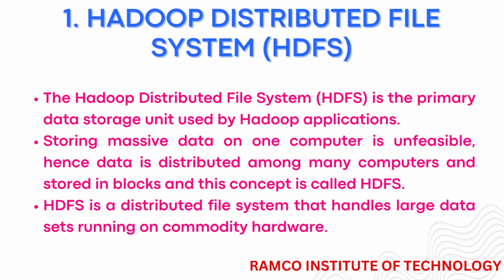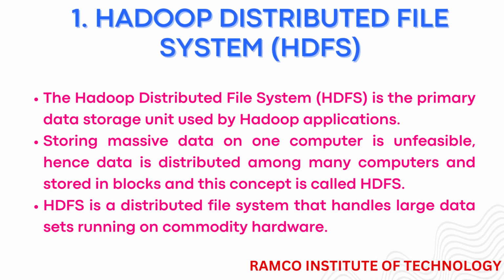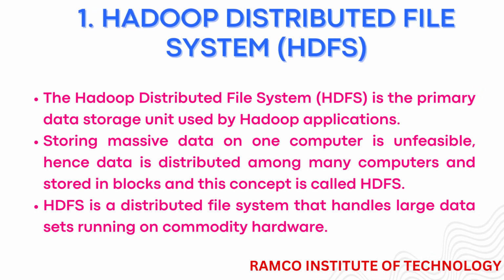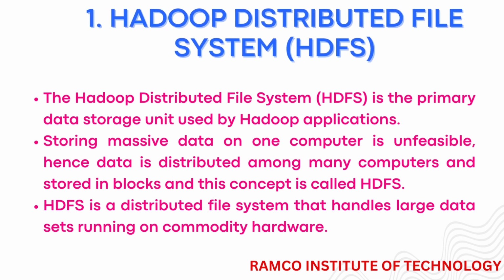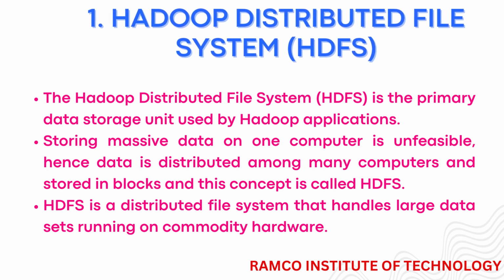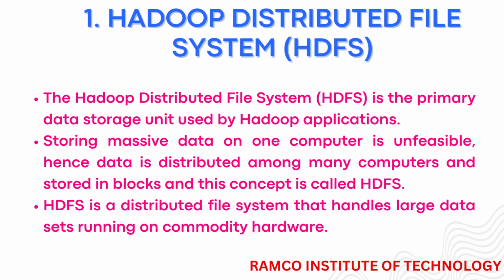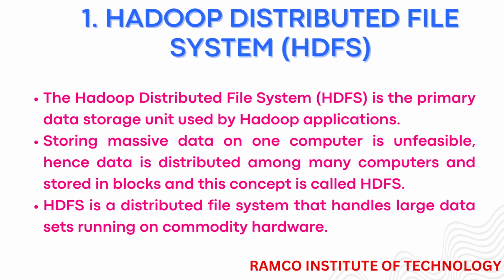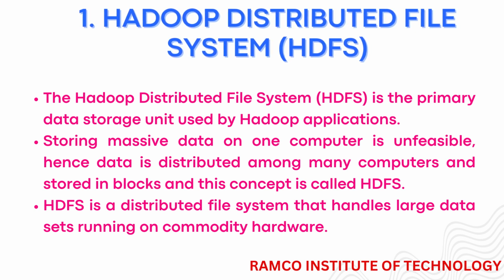The first primary data storage unit is the Hadoop Distributed File System. Storing massive data on one computer is unfeasible. Therefore, data gets distributed among many computers and is stored in blocks, and this concept is called HDFS. HDFS is a distributed file system that handles large data sets running on commodity hardware.